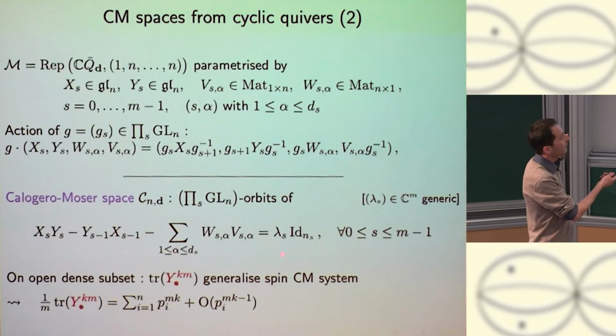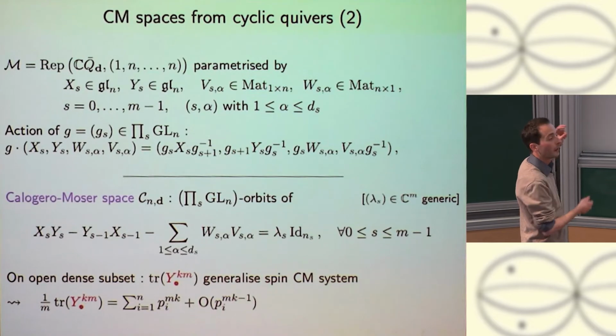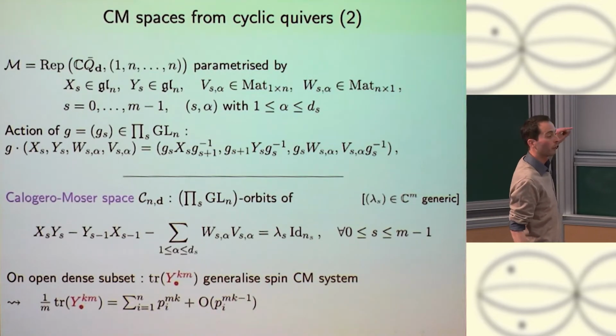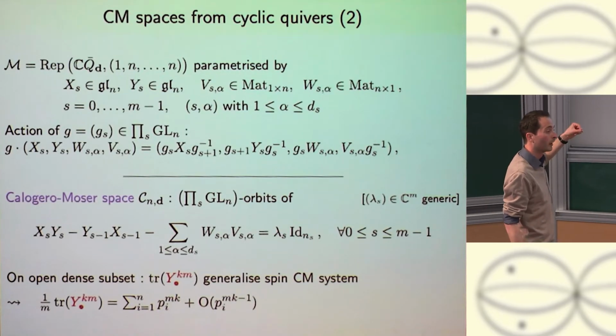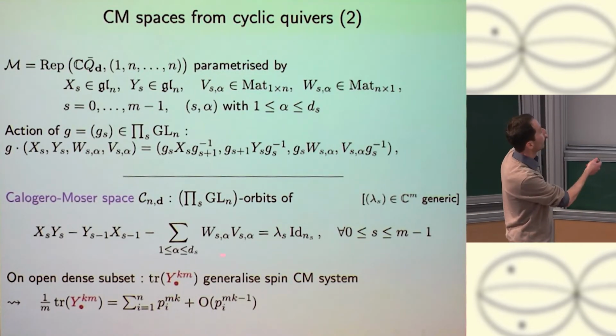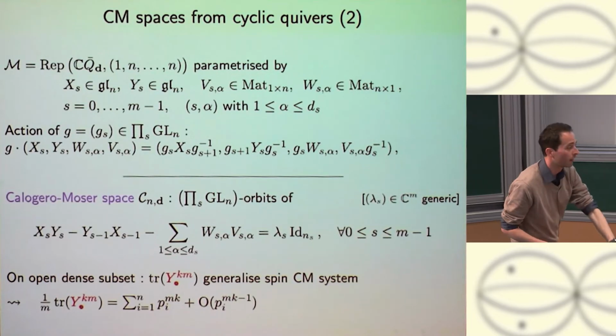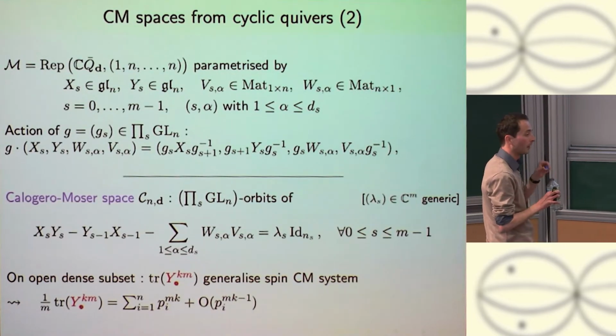In practice, I just have one for all the vertices in my cyclic quiver, because at infinity, that parameter is determined by the rest, by basically taking the sum of the trace of such relations. It's completely determining what's happening at infinity.